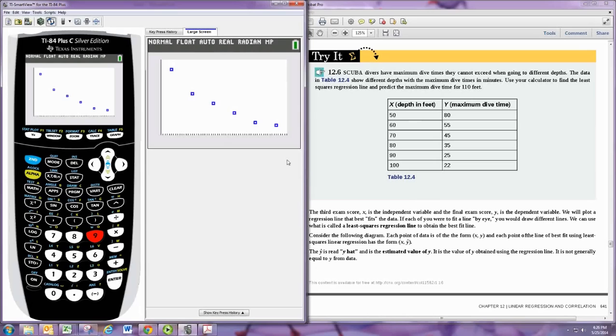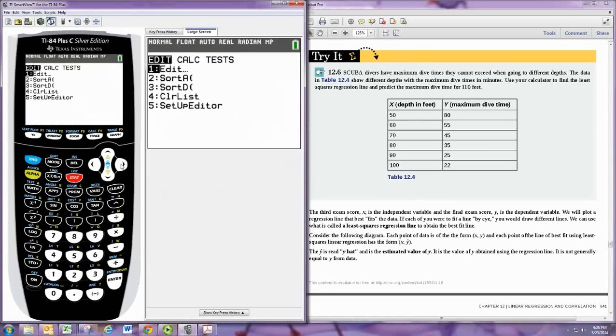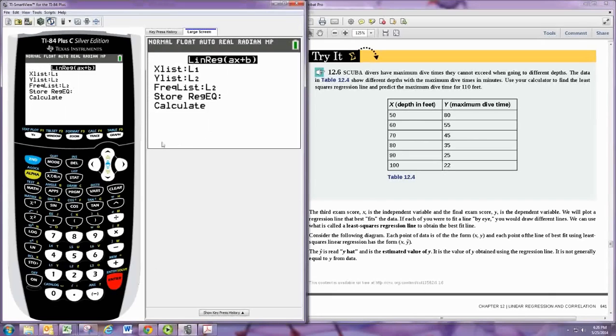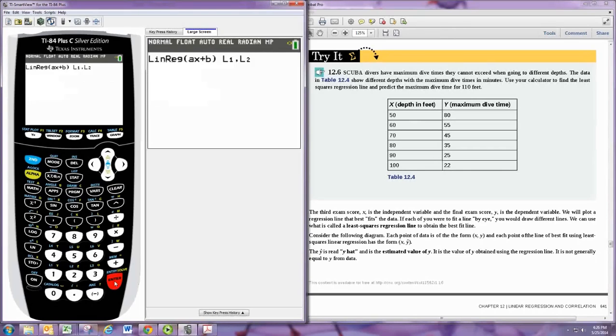All right, now we want to try to find the line of best fit. If we go to STAT and then go over to CALC, we have a linear regression feature as number 4. And hit enter. And it'll ask where's the X and where's the Y data, and you can even store the regression equation somewhere, apparently. Let's just go to calculate. Frequency list, we don't want that. So let's just put a 1 there. All right, it's cleared out. Don't have anything in frequency list. And then calculate. And you get this.